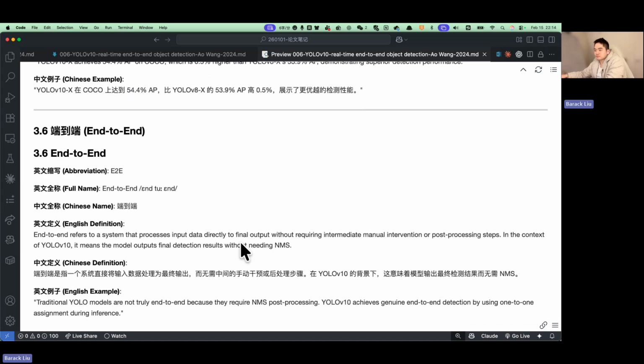End-to-end. End-to-end refers to a system that processes input data directly to final output without requiring intermediate manual intervention or post-processing steps. In the context of YOLOv10, it means the model outputs final detection results without needing NMS.